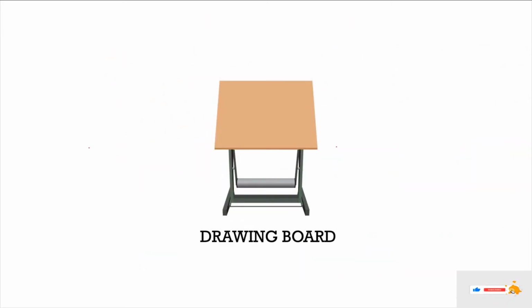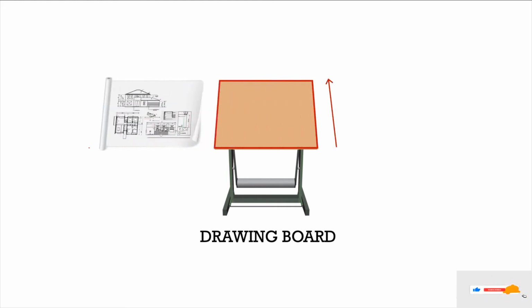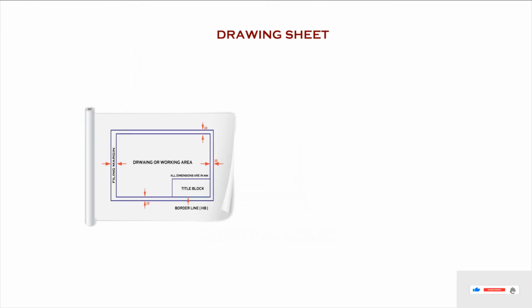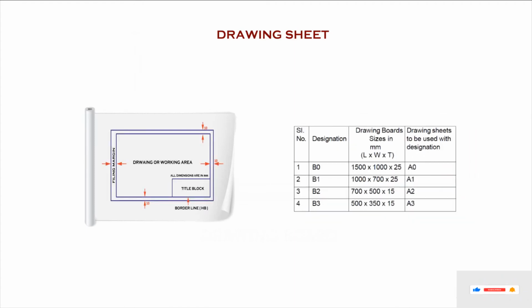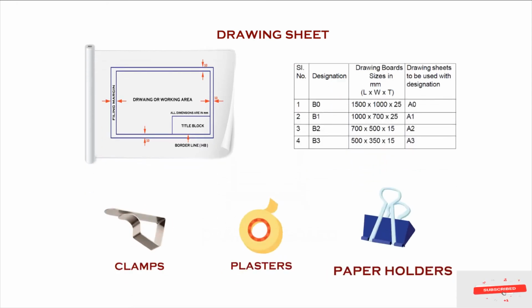Drawing board. A drawing board is generally made of softwood, and it is rectangular in shape. It is used to support the drawing sheet, so the size of the board is made according to the size of the drawing sheet. Drawing sheet. A drawing sheet is a white paper, on which an object is drawn, and it is available in various sizes. To fix the drawing sheet to the board, clamps, plasters and paper holders are used.